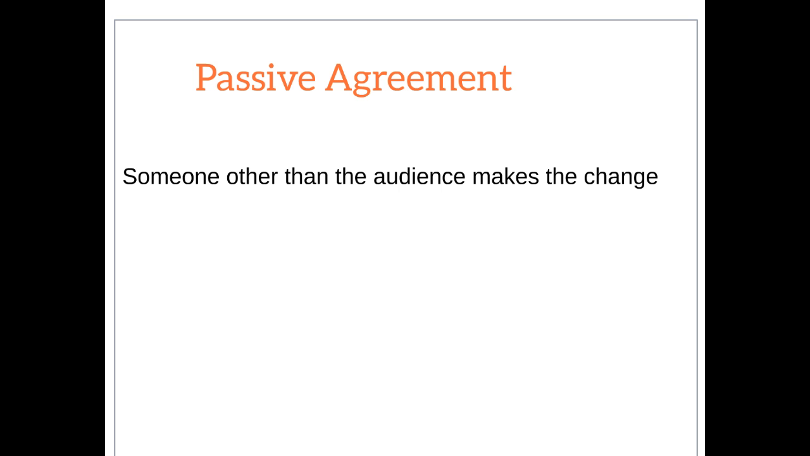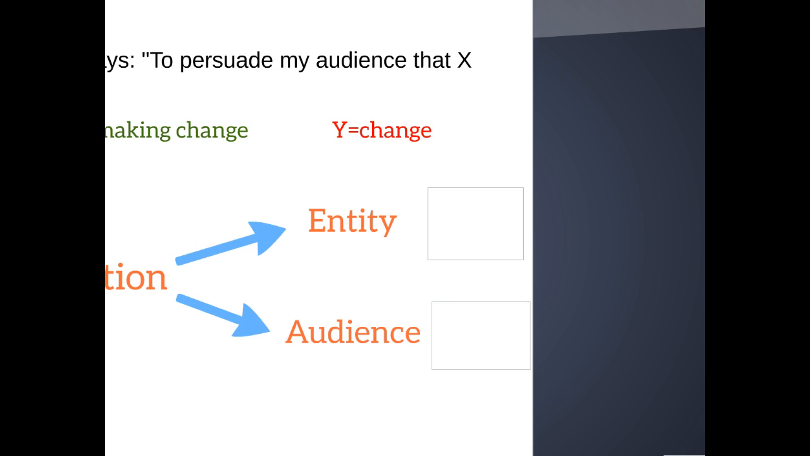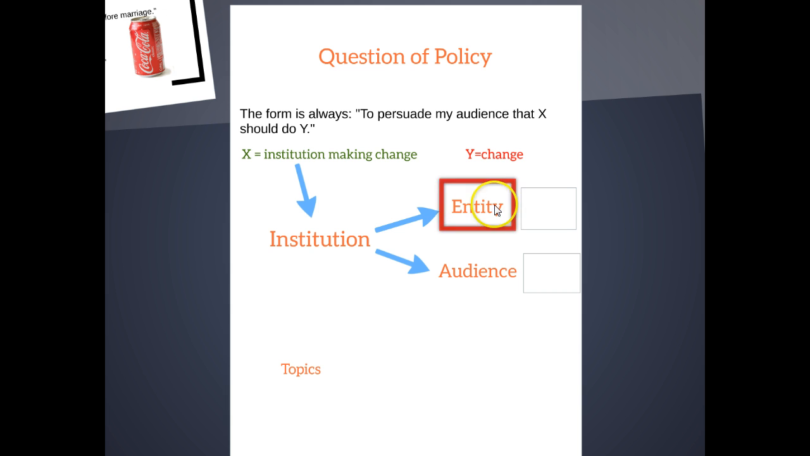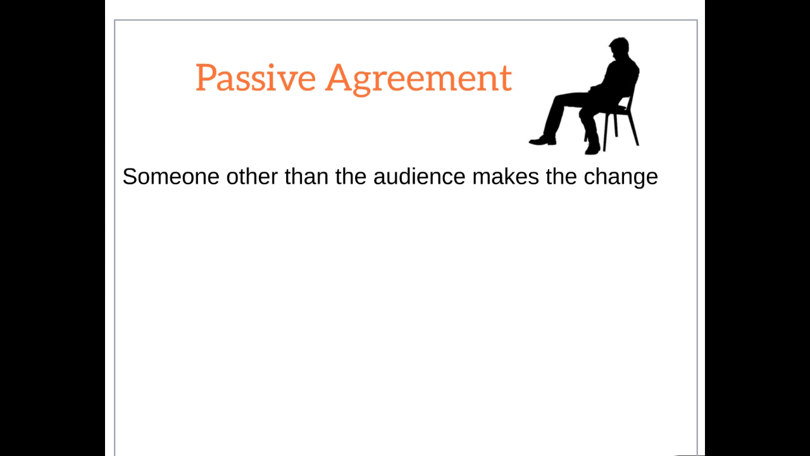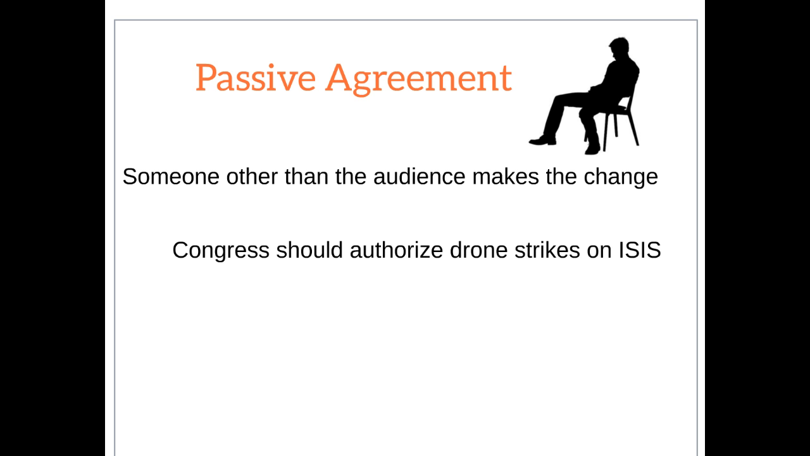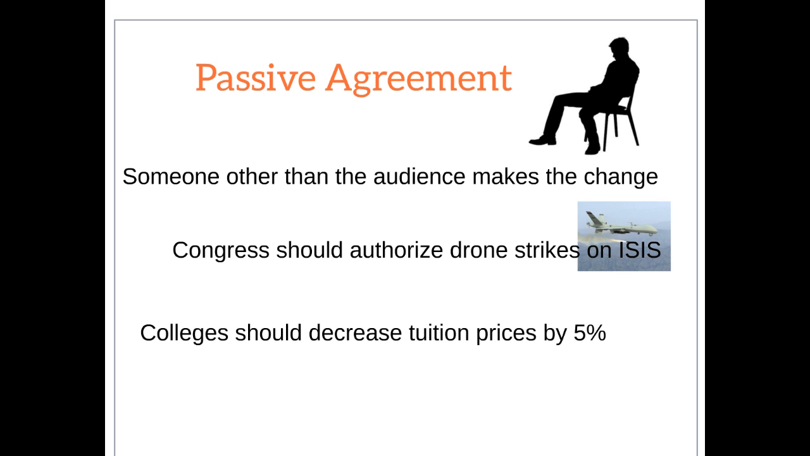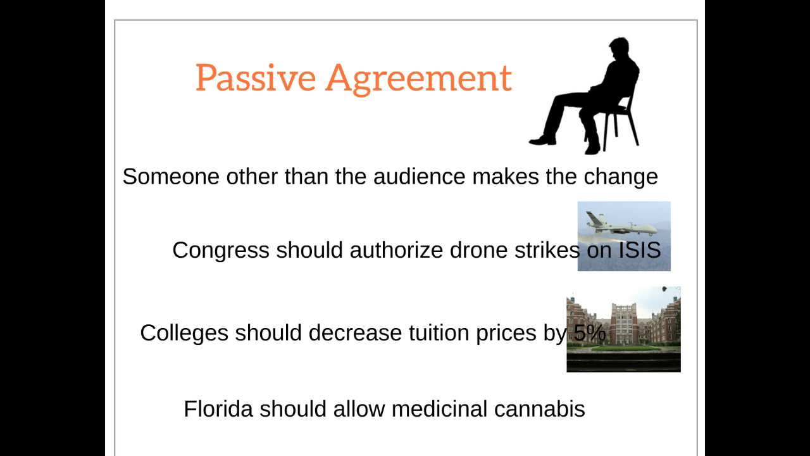So here, just to remind you, this is when the entity would be the institution as opposed to the audience. Some examples of topics: Congress should authorize drone strikes on ISIS. This actually just happened. Colleges should decrease tuition prices by 5%. And Florida should allow medicinal cannabis. These are all examples of passive agreement because notice the institution: Congress, colleges, Florida. The audience isn't doing anything.